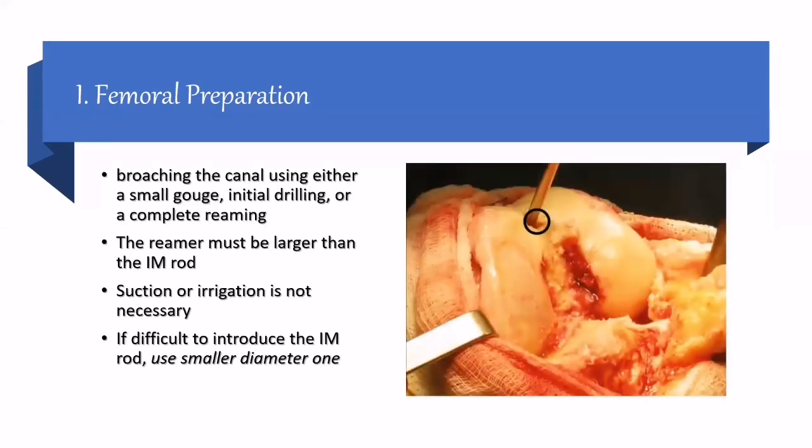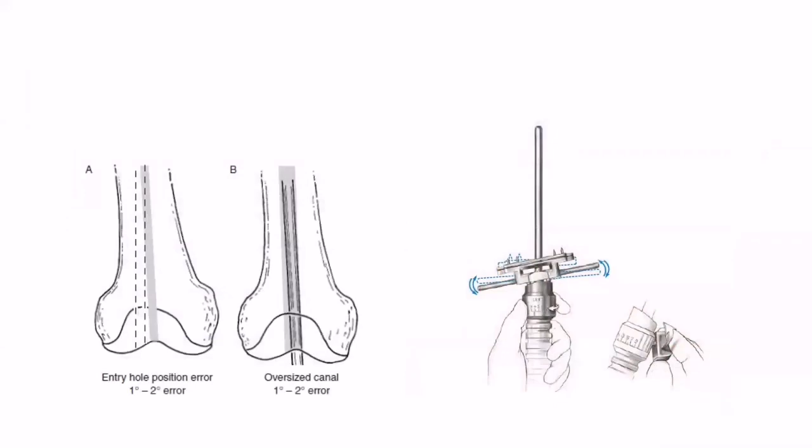But here is the difficulty. On rare occasions, the introduction of the IM rod is so difficult that you cannot force it, in order not to penetrate the cortex. So use a smaller diameter IM nail, then broach it, and then you put the standard IM nail.